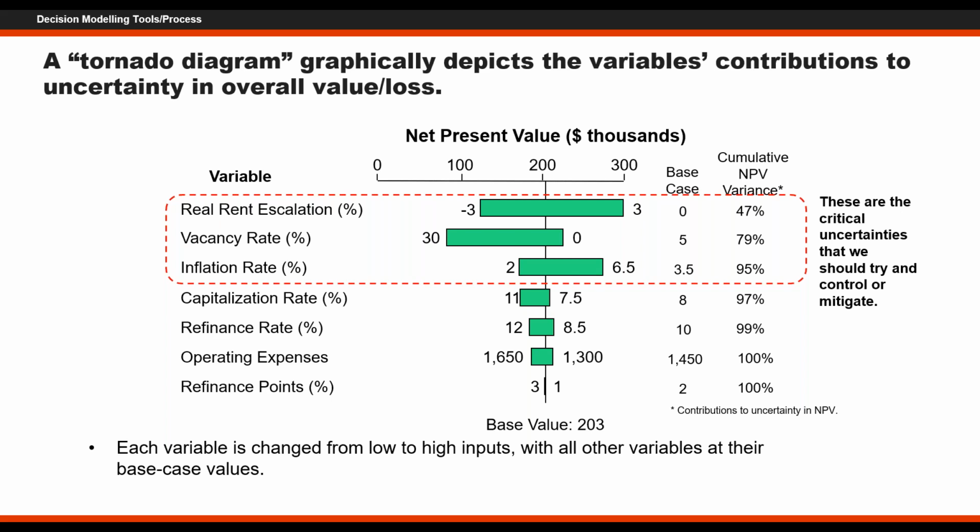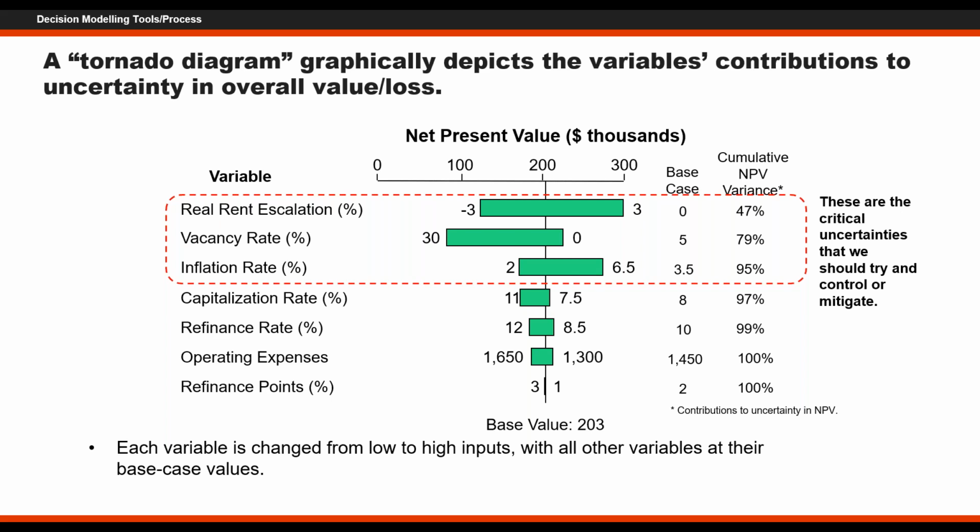In many cases you'll look at those and say some of them I can control and some I can't. Inflation rate is generally not something I can control, but I certainly could control the vacancy rate, and I may have some control over my rent escalations.